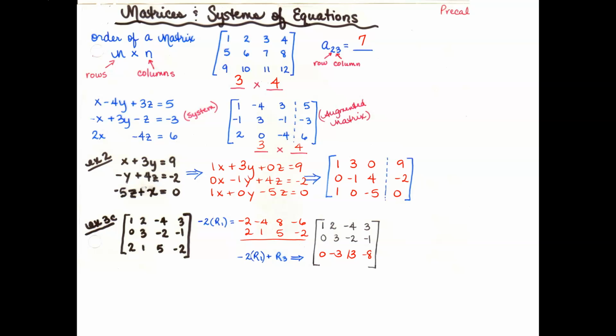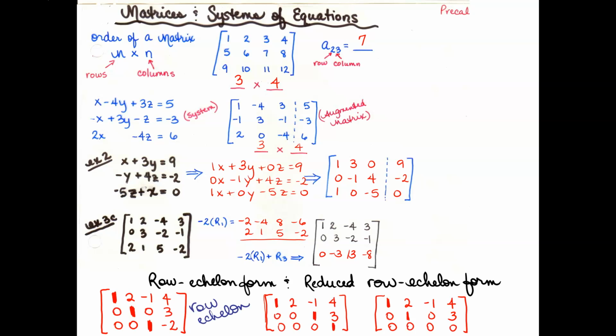So those are our 3 elementary row operations. The last thing we want to talk about today is row echelon form and reduced row echelon form, because we're giving ourselves all the tools and terminology that we're going to need to, in our next lesson, be able to solve a system using our matrices.